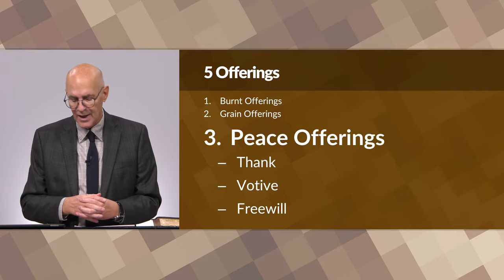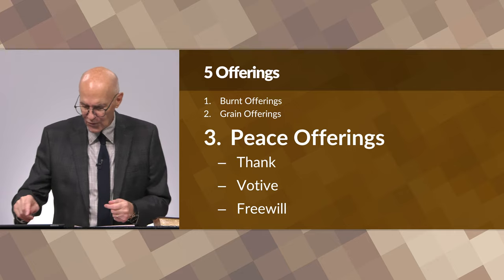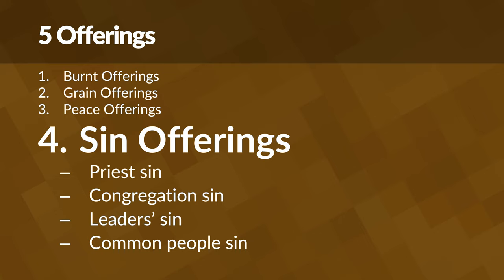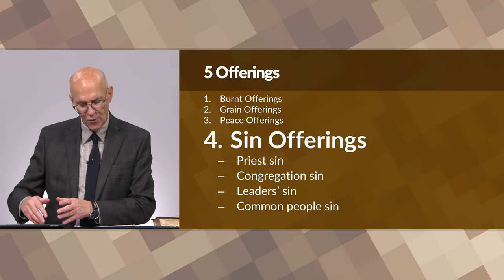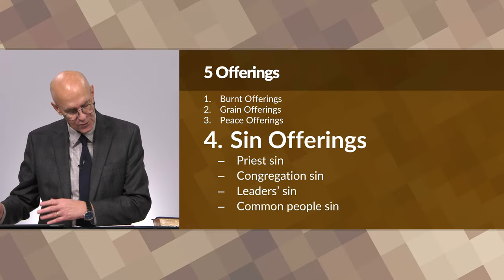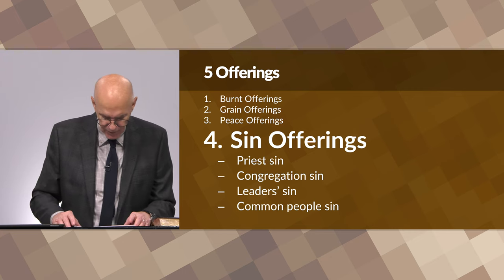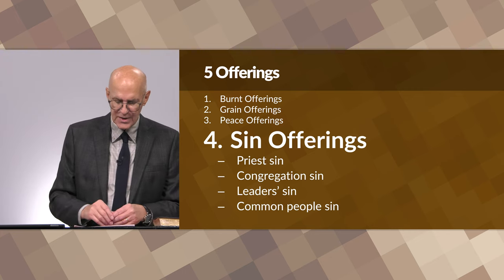Israelites and their family. The fourth kind of offering was sin offerings. Again, Leviticus chapter 4, verse 1 to Leviticus chapter 5, verse 13. This explains the worshiper's role. Then chapter 6, verses 24 to 30 explained the priest's role. Now the sin offering was made for the following reasons.